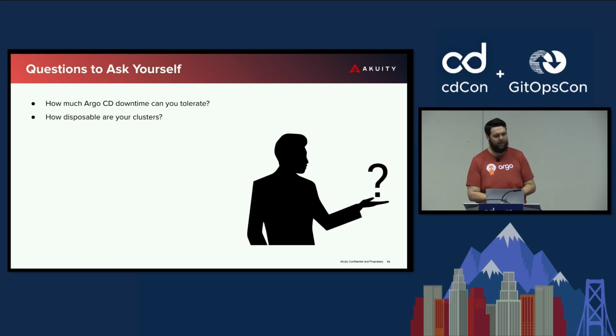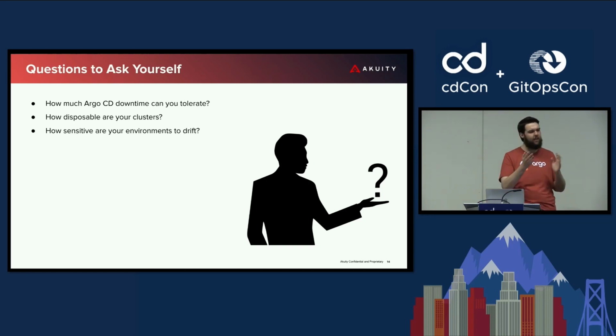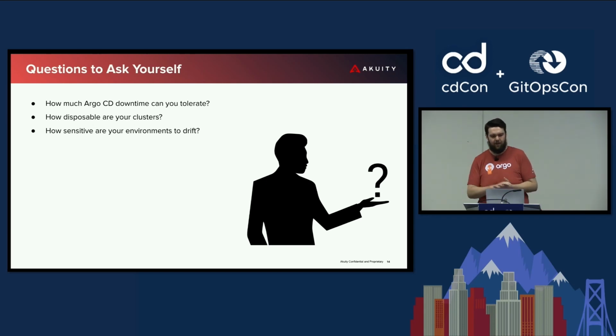How disposable are your clusters? So if you want to get rid of and spin up a new cluster, can you do that? Are they ephemeral pieces of infrastructure yet, or are they still pets? Do you have dev stage and prod and you treat them nicely and they never go away? How sensitive are you to drift in your environments? So if one Argo CD instance is slightly different from another, is that going to have a substantial impact on your deployments? Are you doing deep integrations with the pre-sync and post-sync hooks of Argo CD? And if that's slightly different between instances, how severe of an impact is that going to have?